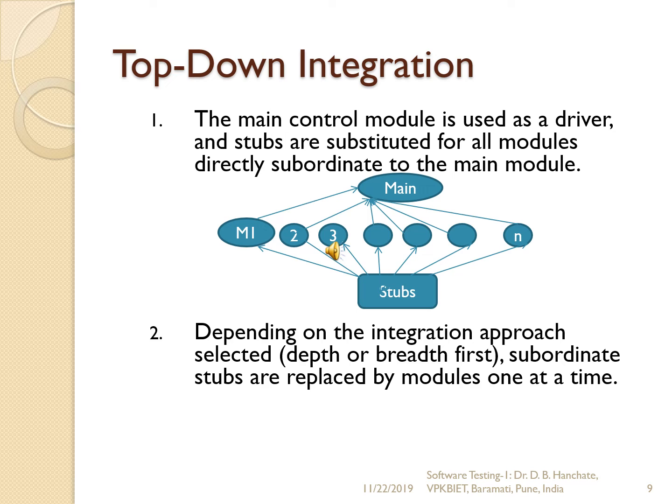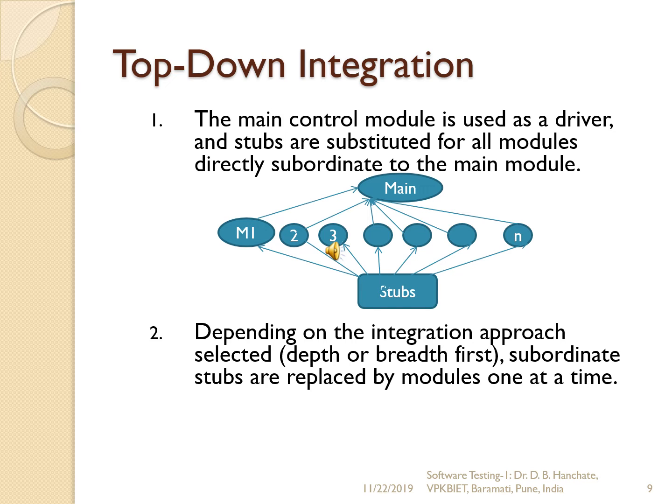We will go to the top-down integration. So what is the meaning of the top-down integration? The main control is there, the main model as you can see in the diagram, used as a driver, and stubs are substituted for all the models directly subordinate to the main model. So the main model is there, and the sub-models are there, and the stubs are there with the things which have to be integrated.